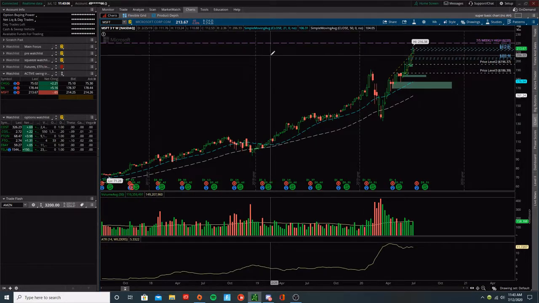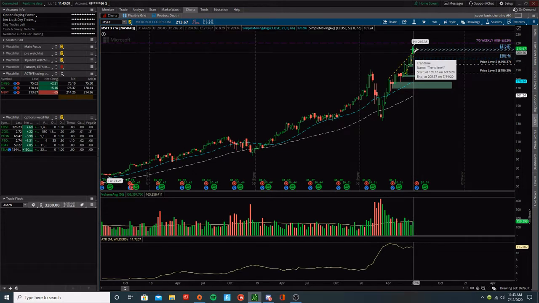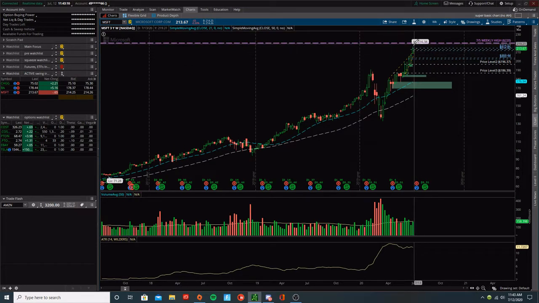Now, average true range doesn't mean that the stock goes up 7 points and then comes down 4 points, making it 11 points. That's not what it means. It means the difference is 11 points from where it opens and closes.